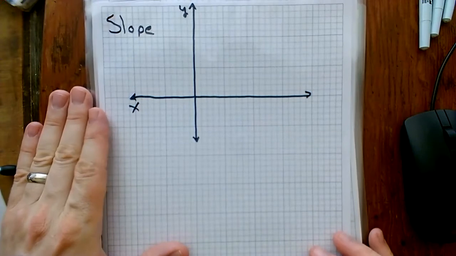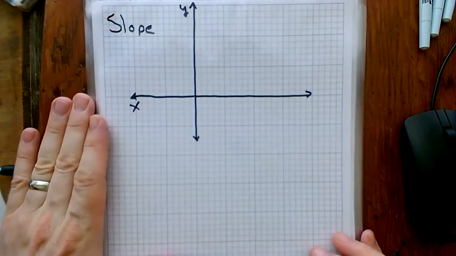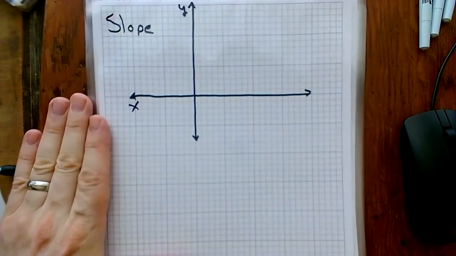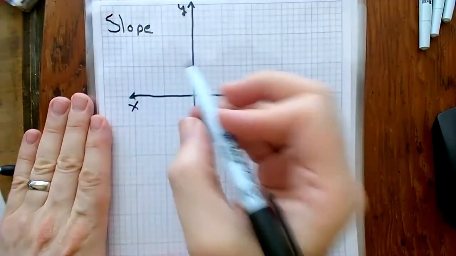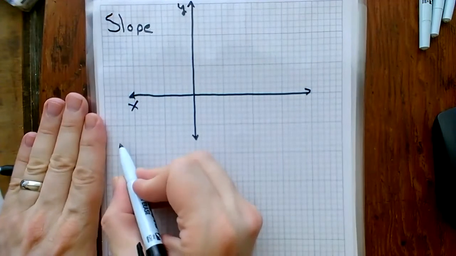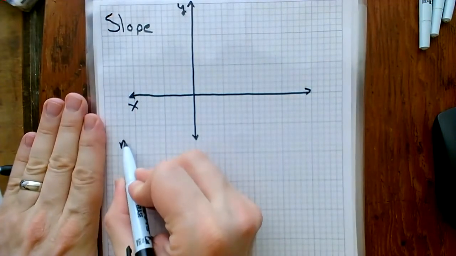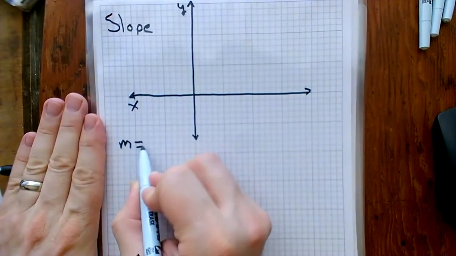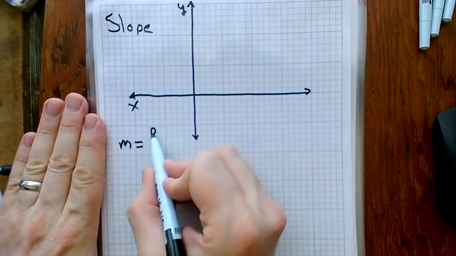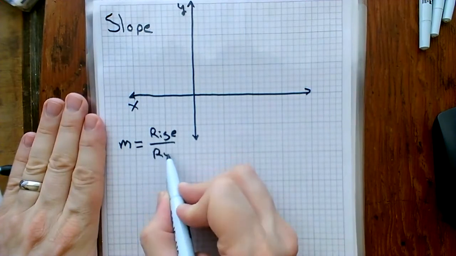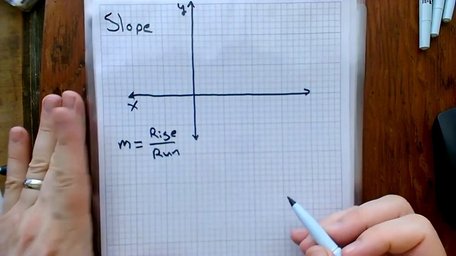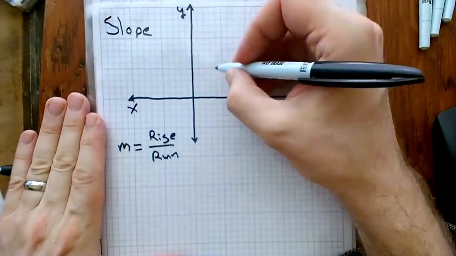Okay, we're going to start talking a little bit about slope and the slope of a line. One thing to remember about slope is that the variable that gets used customarily for this is m, and it's always the rise over the run.